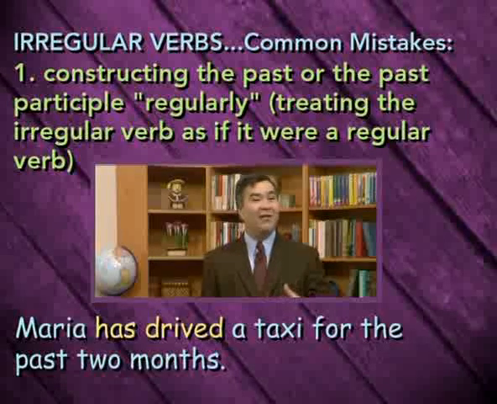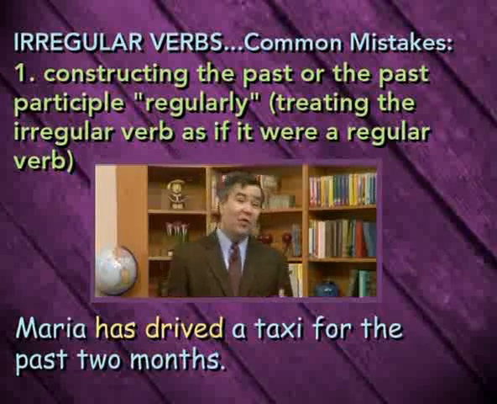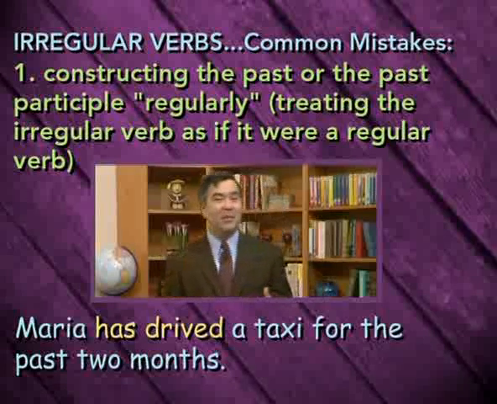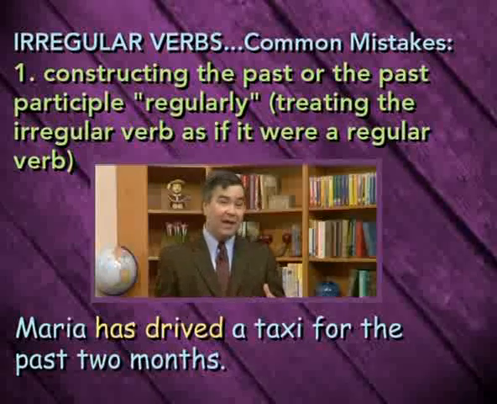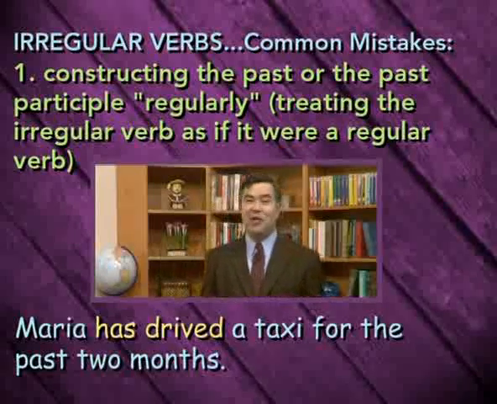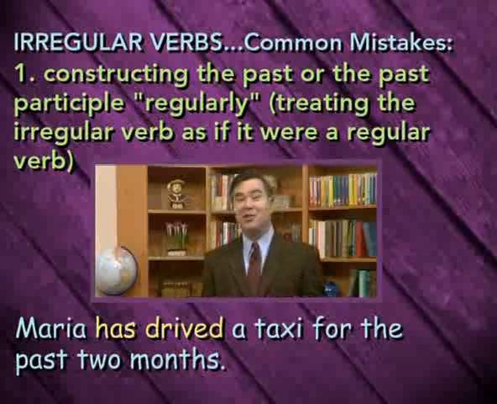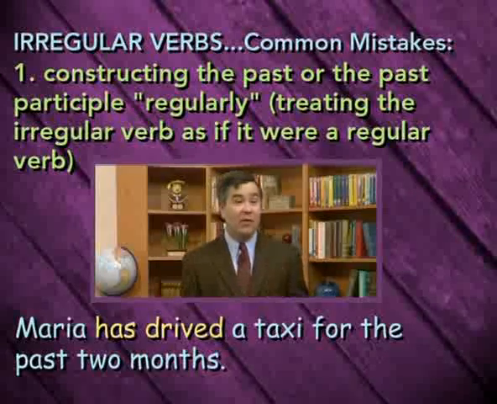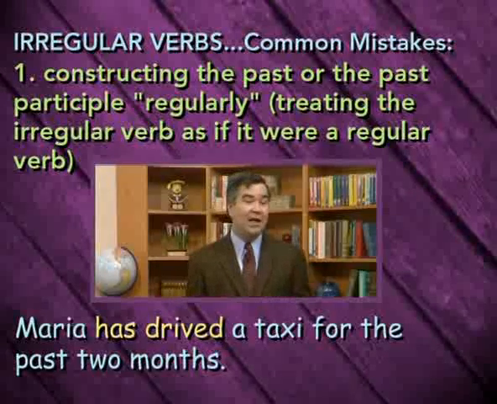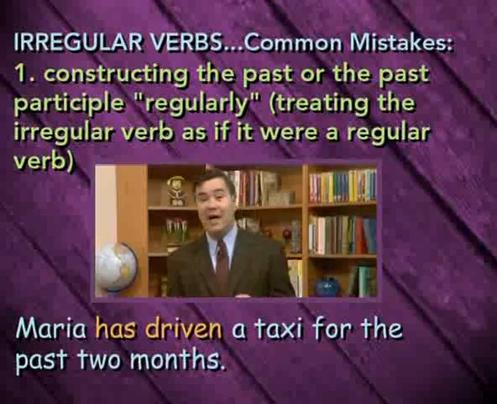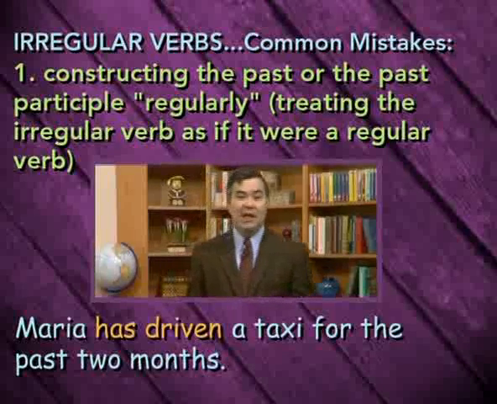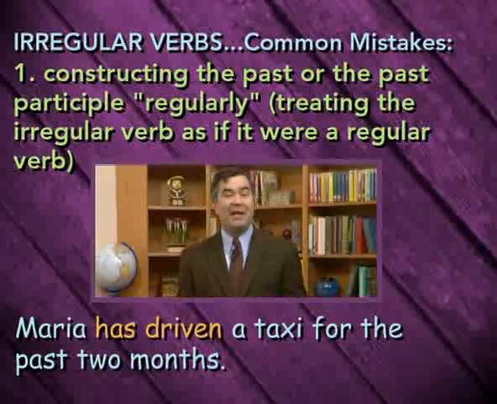Once again, drive is an irregular verb, and therefore we can't create the past participle simply by adding ed and turning it into drived. That would be correct if drive were a regular verb, but since drive is an irregular verb, that's not correct. Instead, we have to figure out how the past participle of drive is actually formed. And as you can see in your study guide, the past participle of drive is driven. And that would be the form of the verb that you would use with the helping verb to have. The sentence correctly should read, Maria has driven a taxi for the past 2 months.